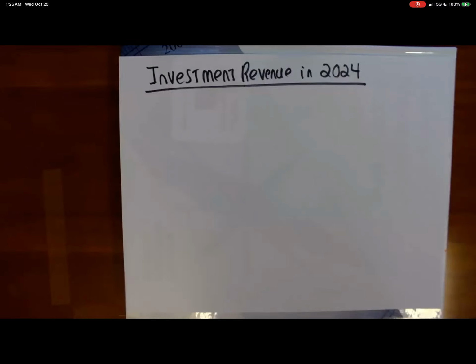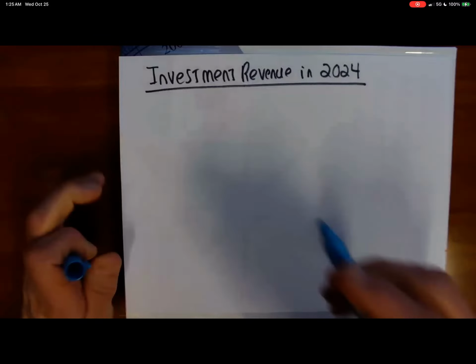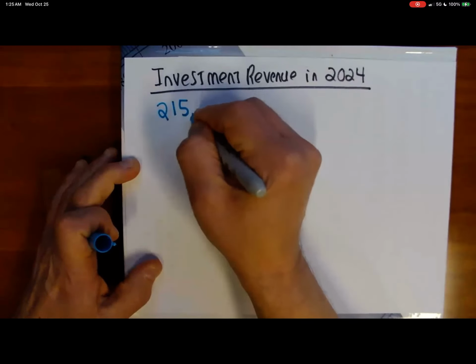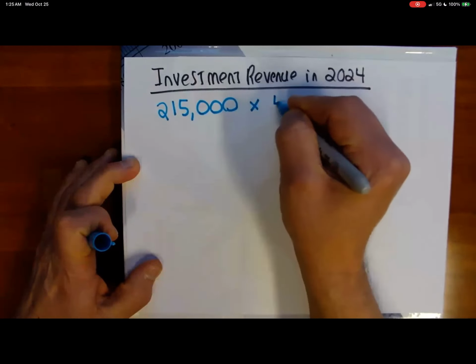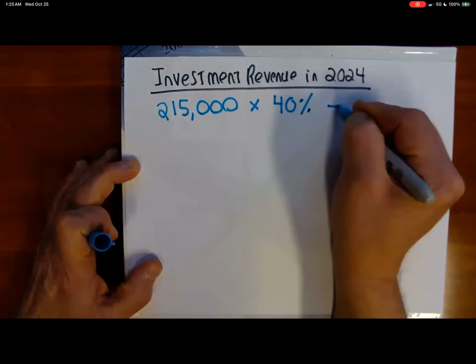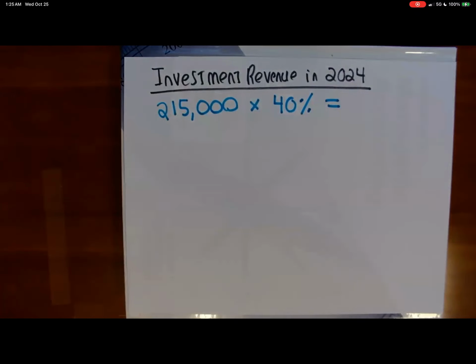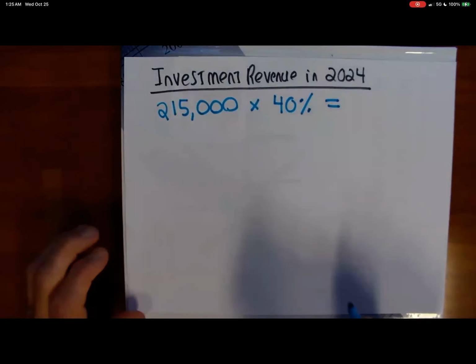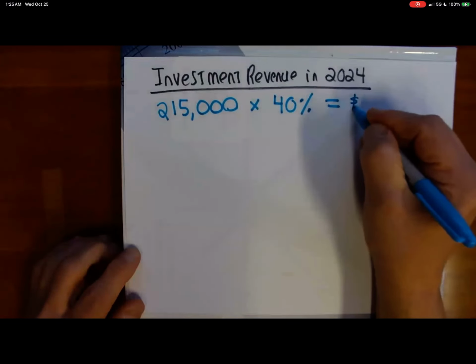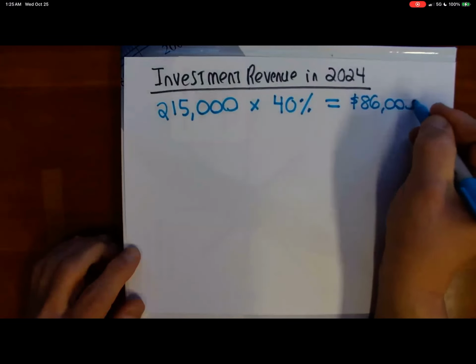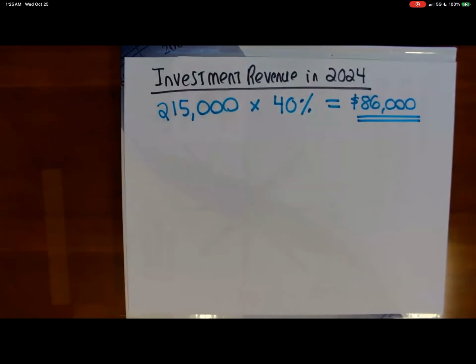And in 2024, they had a net income of $215,000, 40% of which is paid to Lorient Technologies. So the investment revenue in 2024, $86,000. Like I said, I thought that was kind of an easy one. Any questions on letter B?